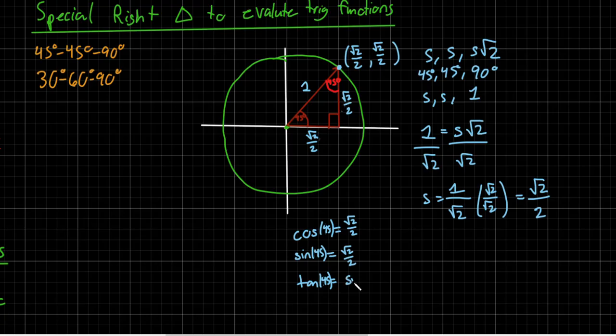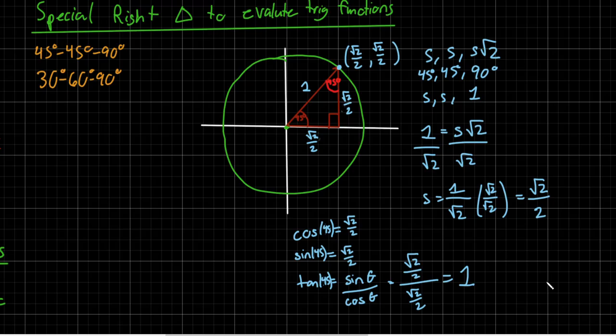Yep, so it's sine theta over cosine of theta. So I would have square root of 2 over 2 divided by square root of 2 over 2. What would that equal, y'all? Yeah, 1. Because it's the same thing on top, same thing at the bottom. So equals 1. Great.